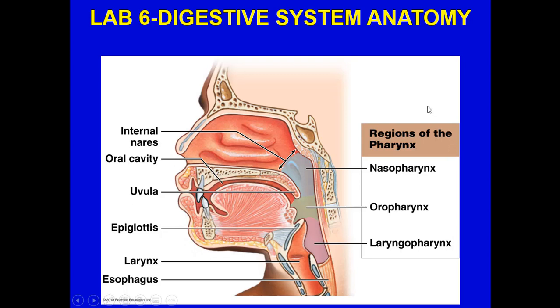From a sagittal view, you can see where the regions of the pharynx are: nasopharynx, oropharynx, laryngopharynx. This is the internal nares, so that's sort of the end of the nasal cavity. You can see the definition of the hard palate here, which is more bony, and then the soft palate here, which ends at the uvula. We have the epiglottis here, which will basically flop down to prevent food as it's being swallowed from going into the larynx and into the trachea. The esophagus is right here.